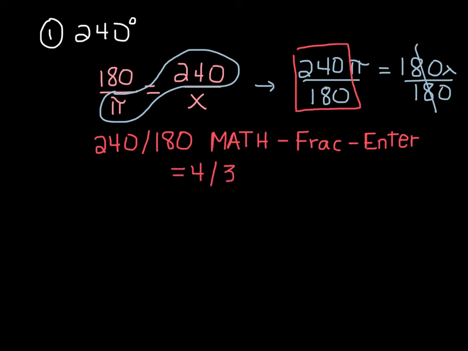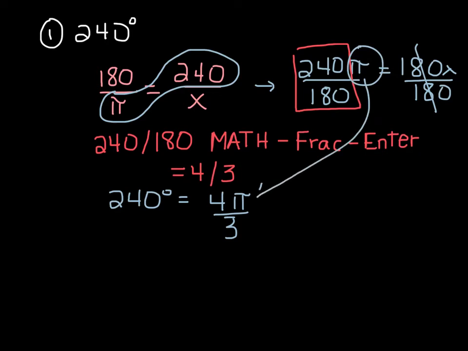So this is what you should get out of your calculator after you do that. What that means is that your final answer for 240 degrees is 4 pi over 3. Remember that pi we left out back here? We're just going to stick it right back in the answer. So we got the 4 over 3 part from our calculator and add the pi back in there. So 240 degrees would be 4 pi over 3.